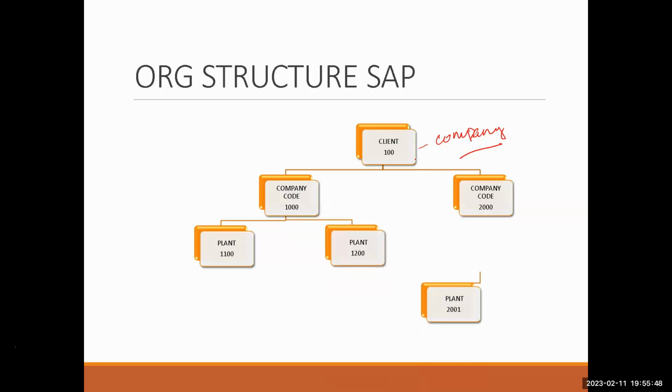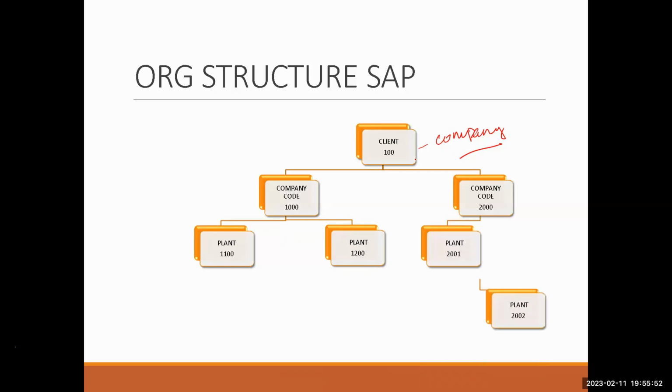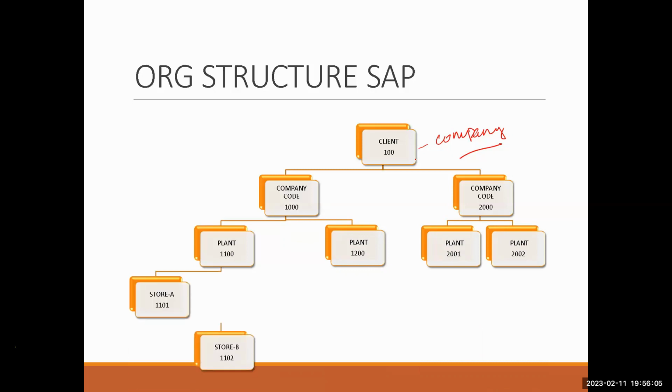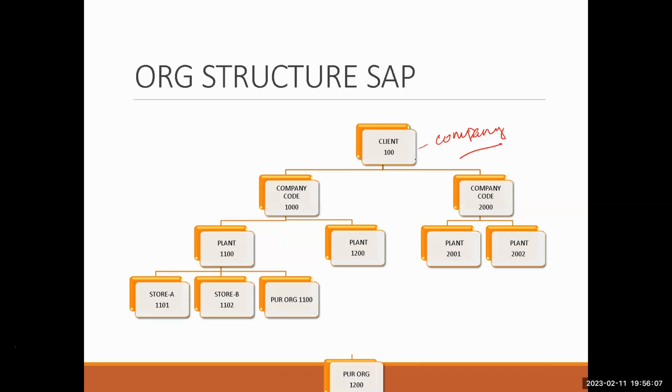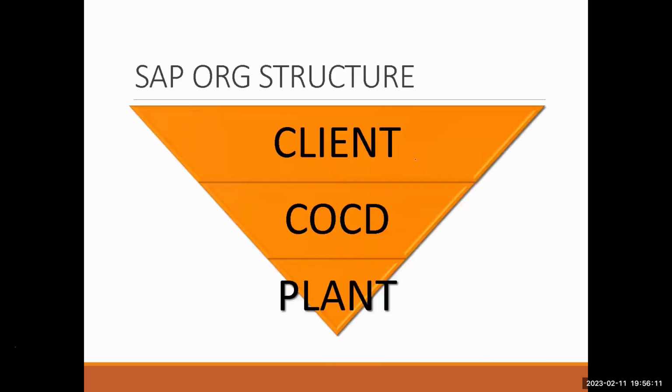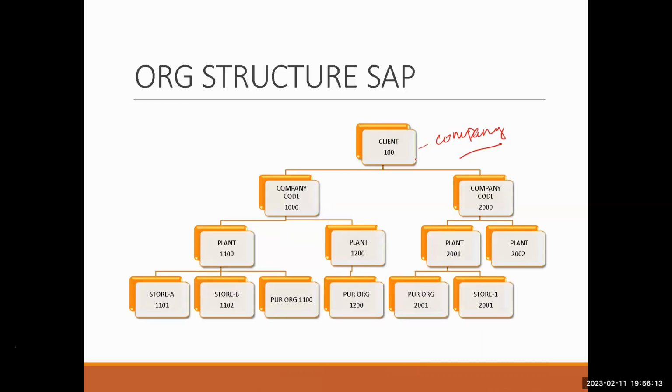Likewise, you can take any kind of nomenclature as you like. Just for your example, let's say inside the 2000 company code the plants will start with the number series 2. Likewise you can do the same with storage location and purchasing organization. So, did you understand till here, or does anyone have any doubt?